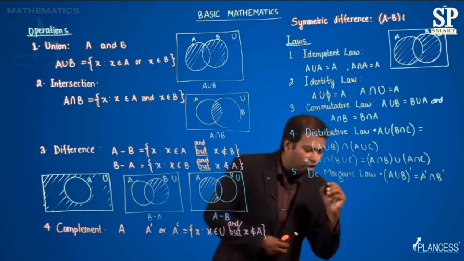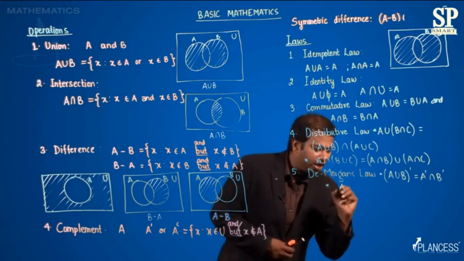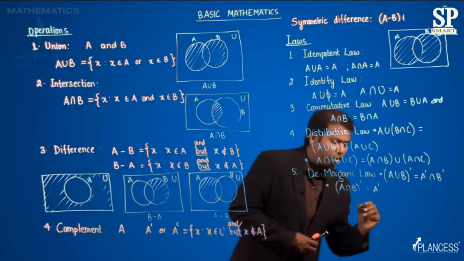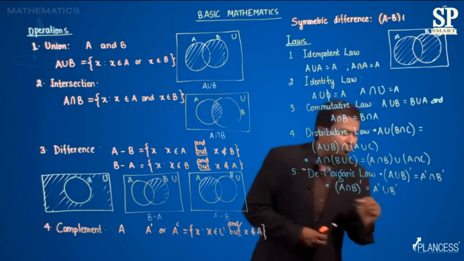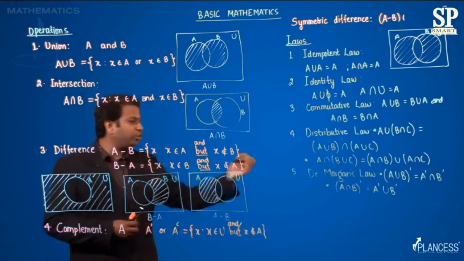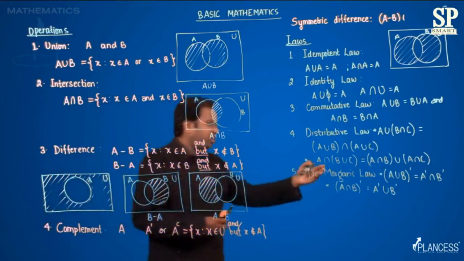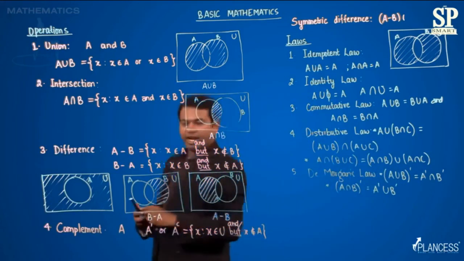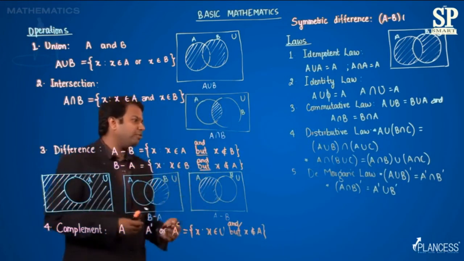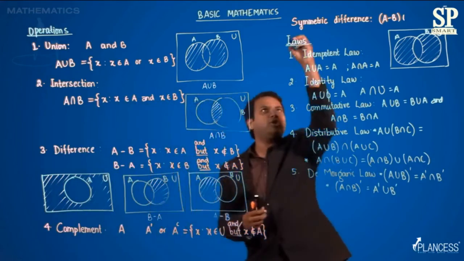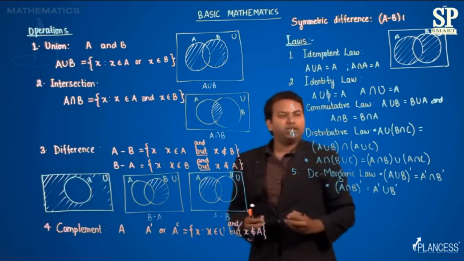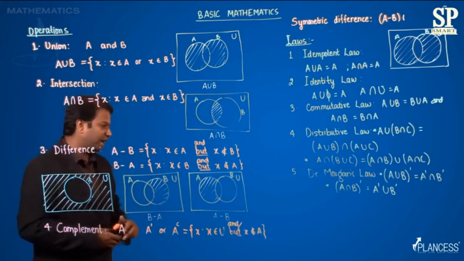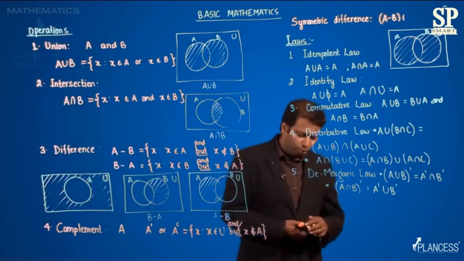And the second law in the De Morgan's law is A intersection B whole complement is equal to A complement union B complement. Now again, I would ask you to go back and try proving these laws by yourself using Venn diagrams. And so we have basically discussed all the 5 laws that were important in the chapter sets. And now there is some important formula that I want to discuss here before we end up this section.